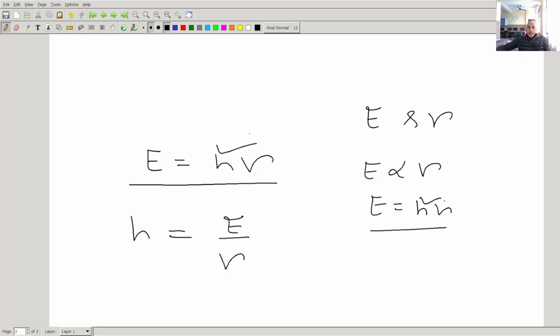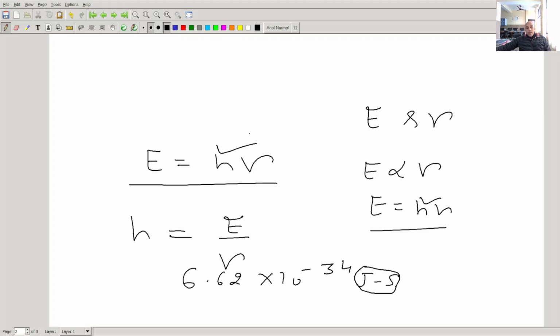So I have also asked you what are its units, dimensions, and what is its value. It is a constant, so its value is 6.62 into 10 raised to power minus 34 joule second, right? So this is the value of Planck's constant, and here its units are joule second.